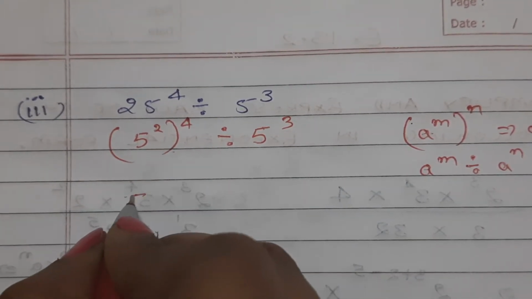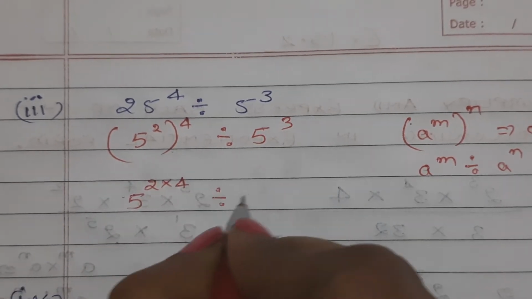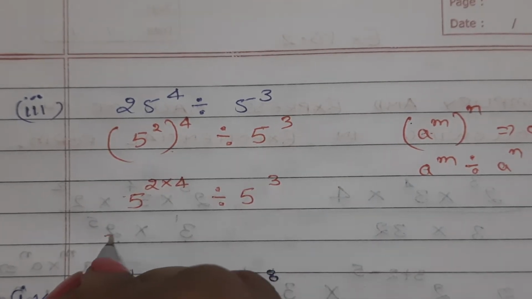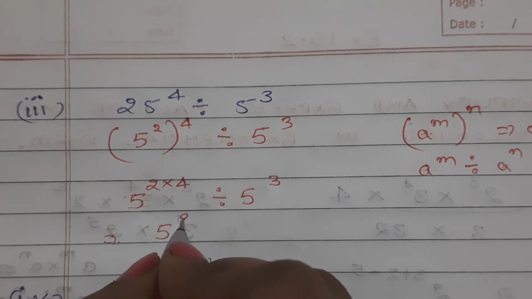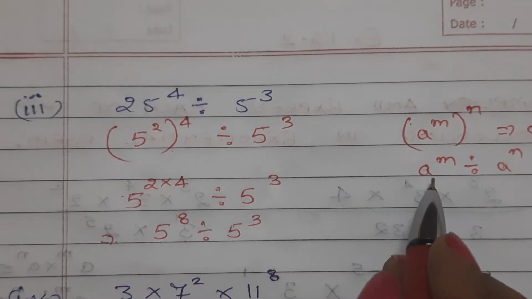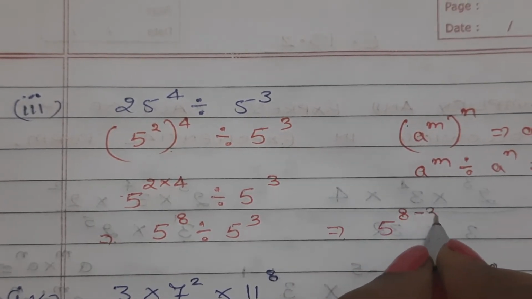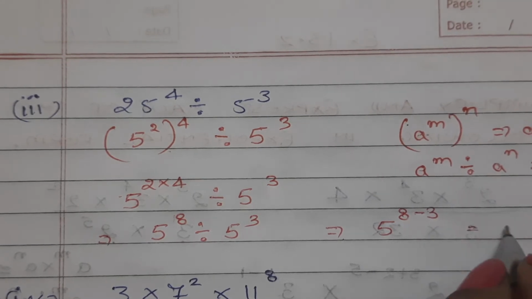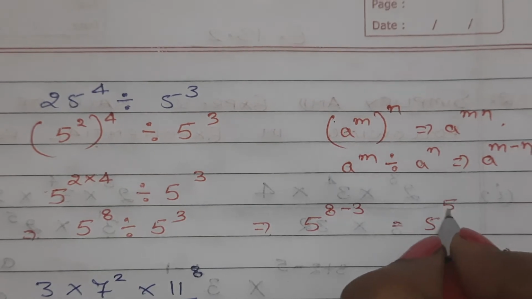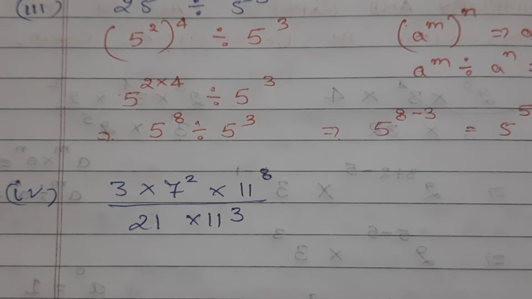It will be 5 to the power 2 into 4 divided by 5 to the power 3. So it will be 5 to the power 8 divided by 5 to the power 3. Now we will apply the division. So here 5 raised to power 8 minus 3. So the answer will be 5 to the power 8 minus 3, which is 5 to the power 5. So this is the answer. Now let us see the next one.